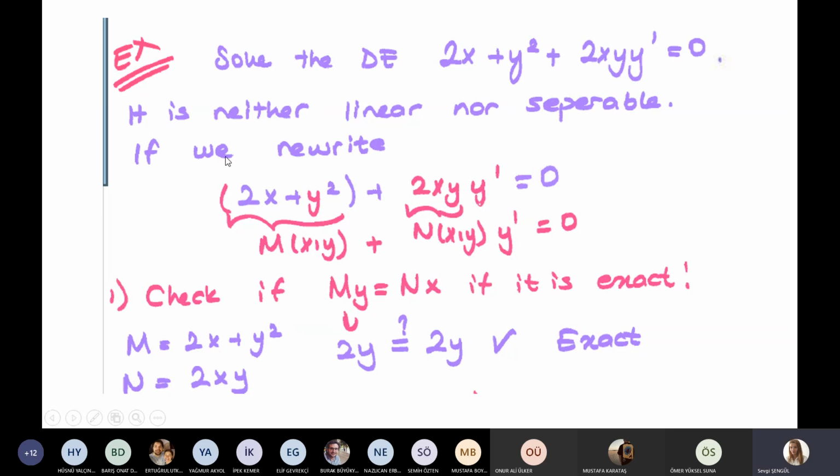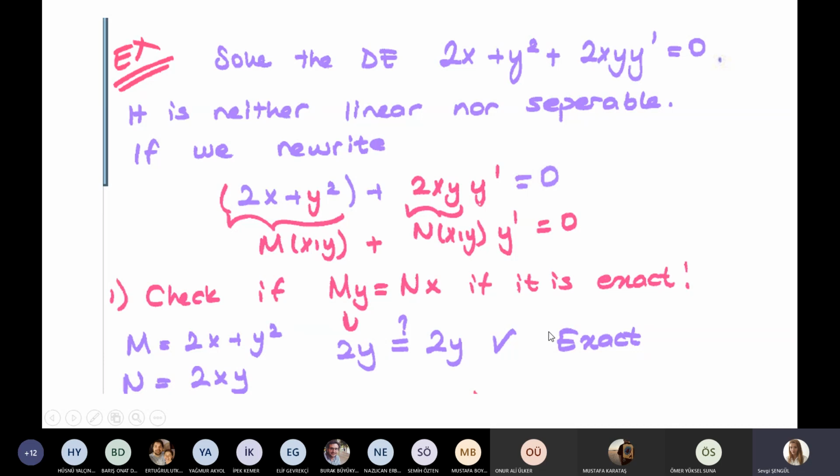Is it clear that this is our M function, this is our N function, so the form is true? Then I can check if it is exact or not by taking the derivative of M with respect to y, and by taking the derivative of N with respect to x, and check if they are equal to each other or not. And exactly this is what we did, and both were 2y. So since they are equal to each other, it is an exact differential equation.